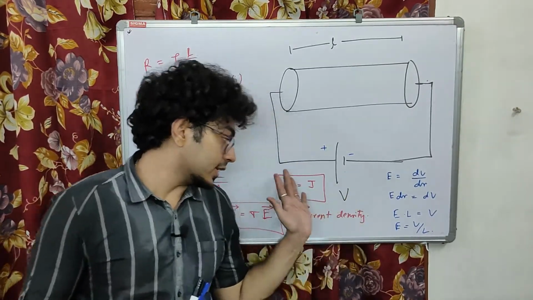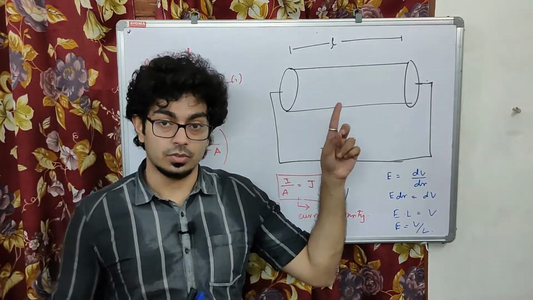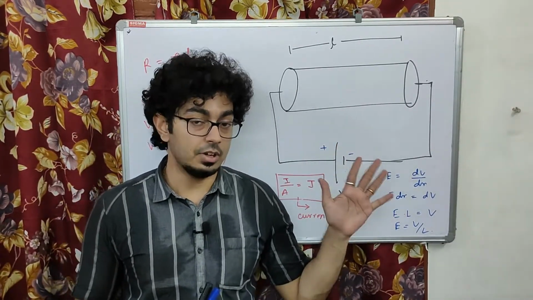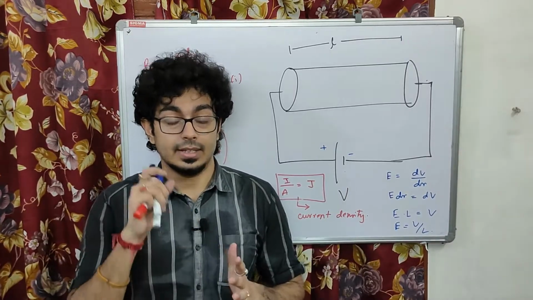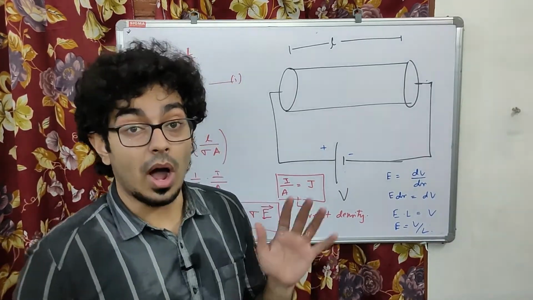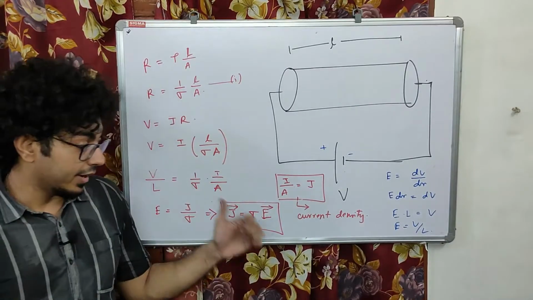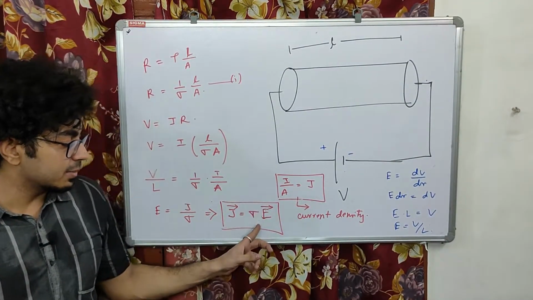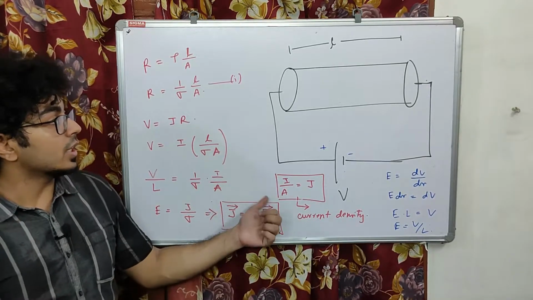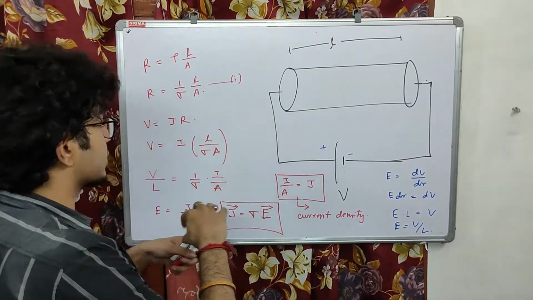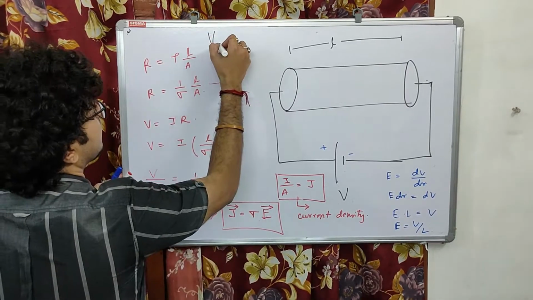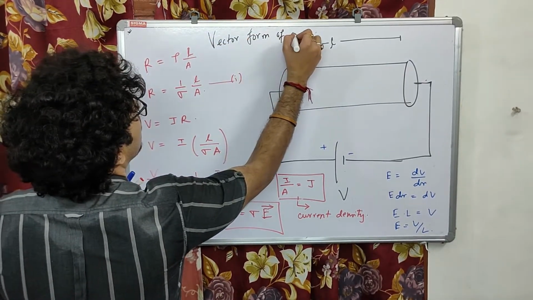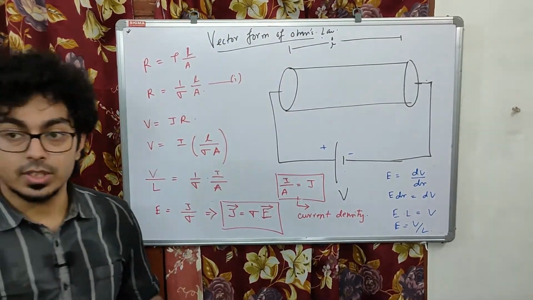Then why J is a vector quantity, just go to this link over there. I will make another video for this, and there you will understand why we say J is a vector quantity. So here J is a vector quantity, electric field is a vector quantity, and sigma is the conductivity. This is called the vector form of Ohm's law. Clear? So this part is clear.